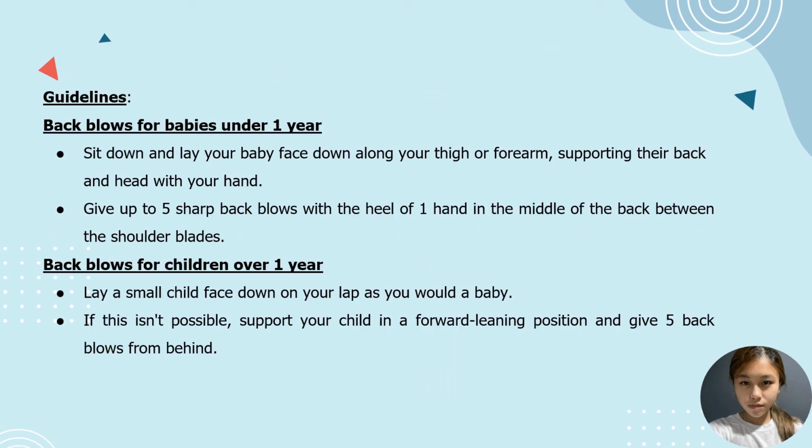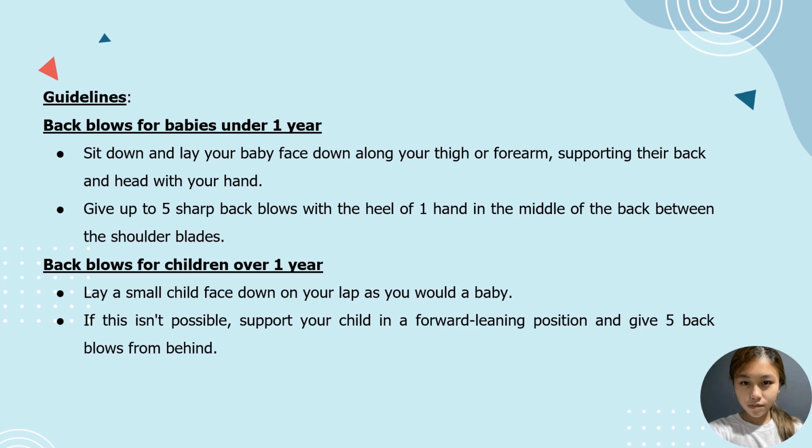For its guidelines, back blows for babies under 1 year. Sit down and lay your baby face down along your thigh or forearm, supporting their back and head with your hand. Give up to 5 sharp back blows with the heel of one hand in the middle of the back between the shoulder blades.